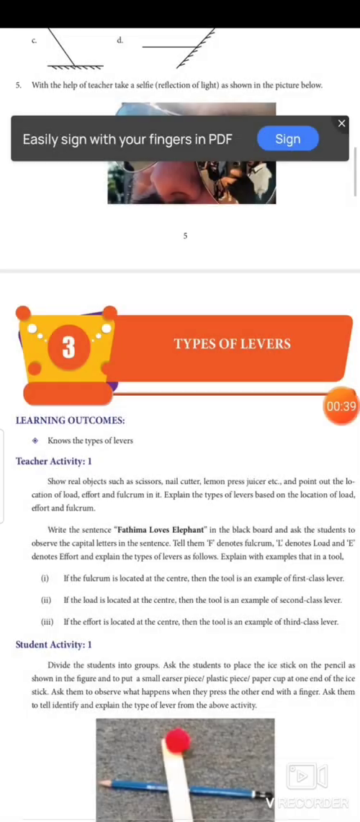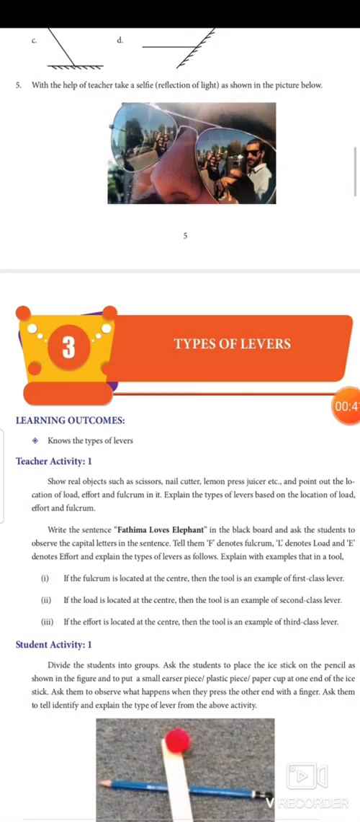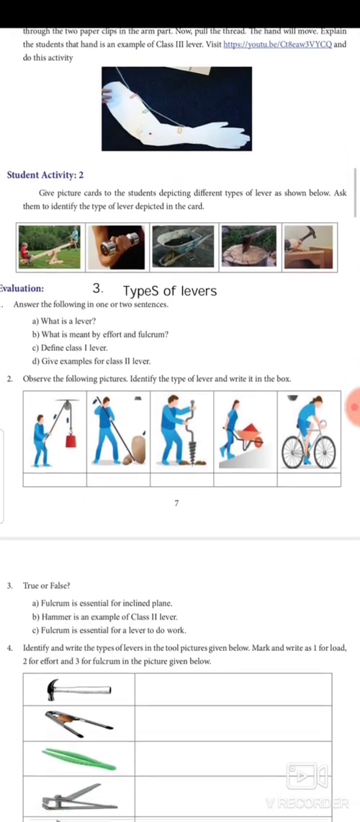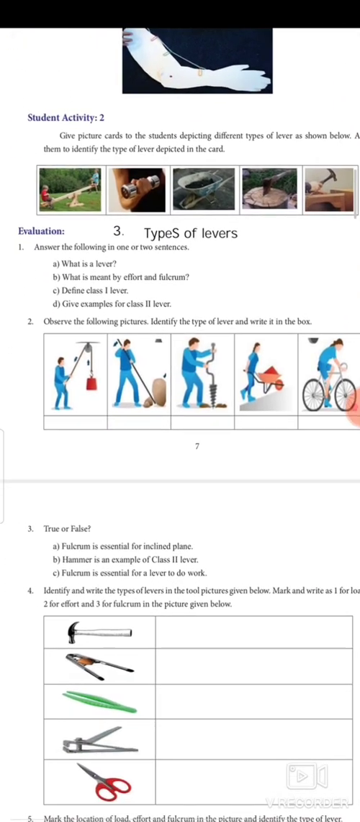Okay. The third unit title is types of lever. So in the types of lever, we are going to see the answers for the evaluation. The first question is question and answer. We shall see the answers later. Now we shall see the answer for the second one. Observe the following picture. Identify the types of lever and write it in the box. So let's write the answer.